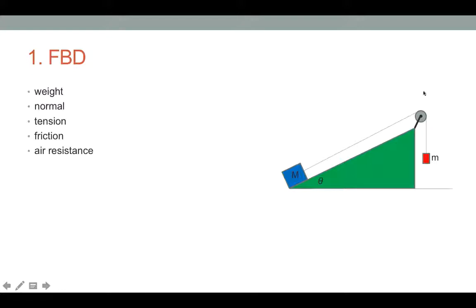And again, we're going to take the pulley to be massless and frictionless, so we do not need to draw a free body diagram of the pulley. You only need to draw free body diagrams of the two blocks. So take a few minutes and draw the free body diagram for both of them.